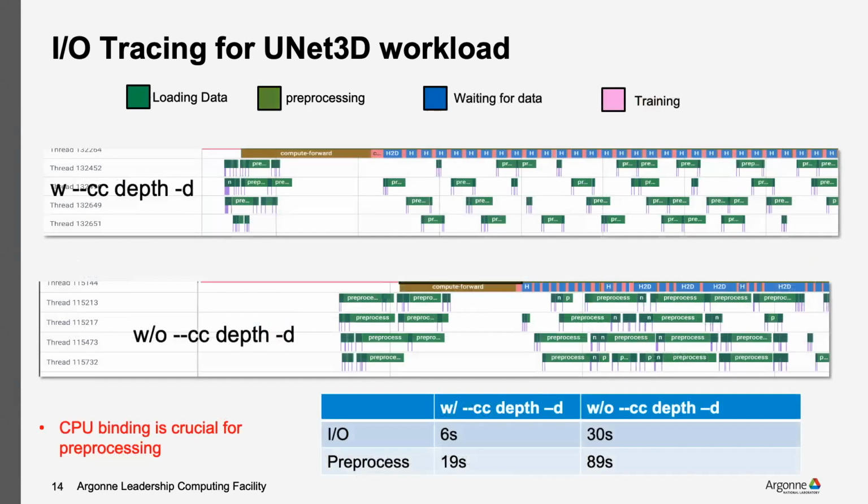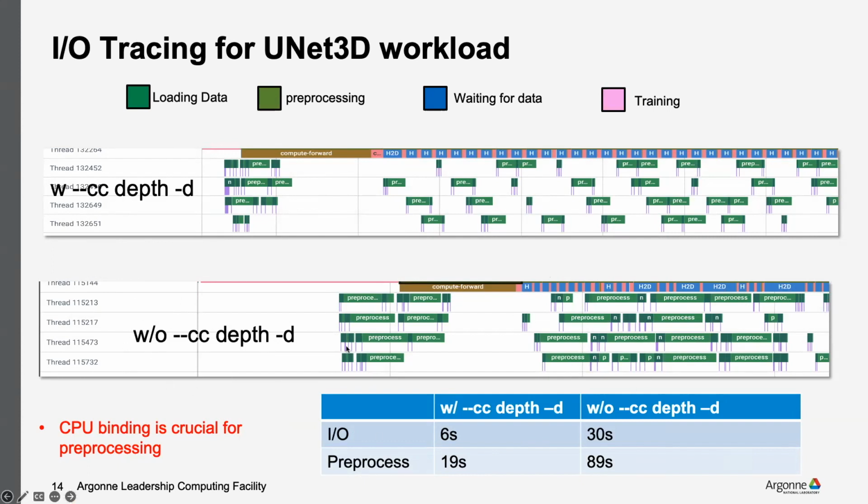Okay, the second thing, which I even just learned recently myself, is that CPU binding is significant for this training. By default on Polaris, if you don't use cc depth or any kind of CPU binding, it will just put all the threads on a single CPU. So that creates a big problem.